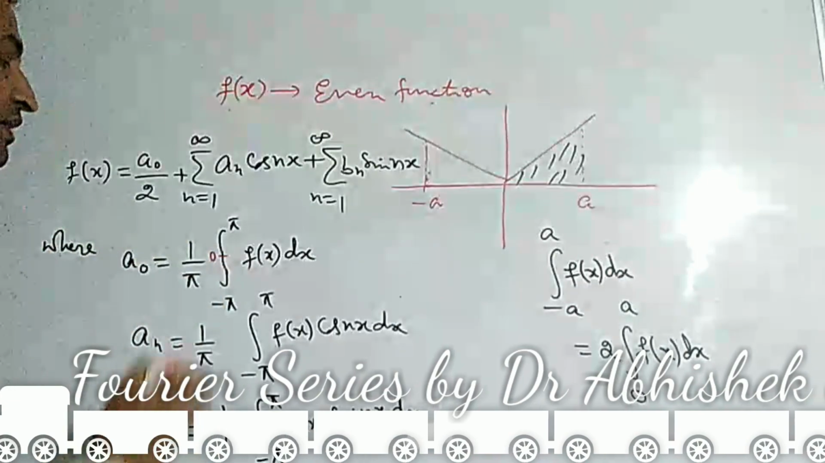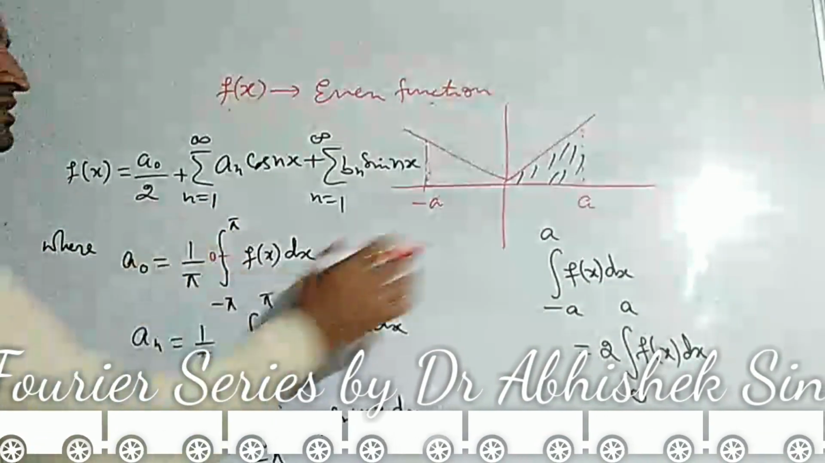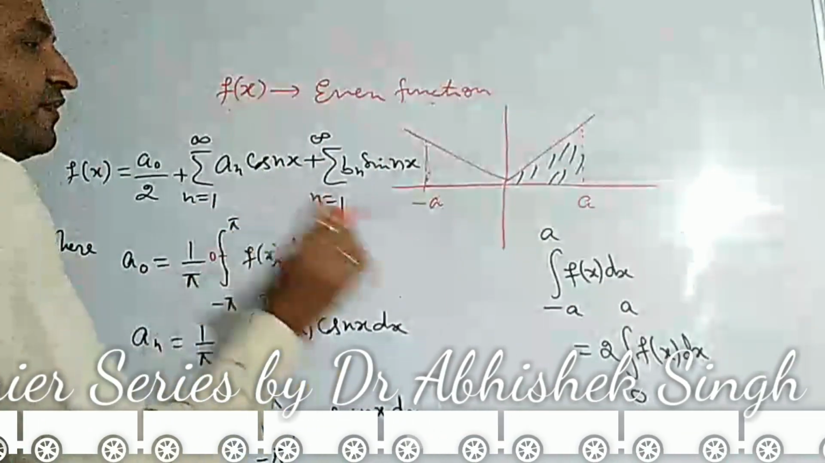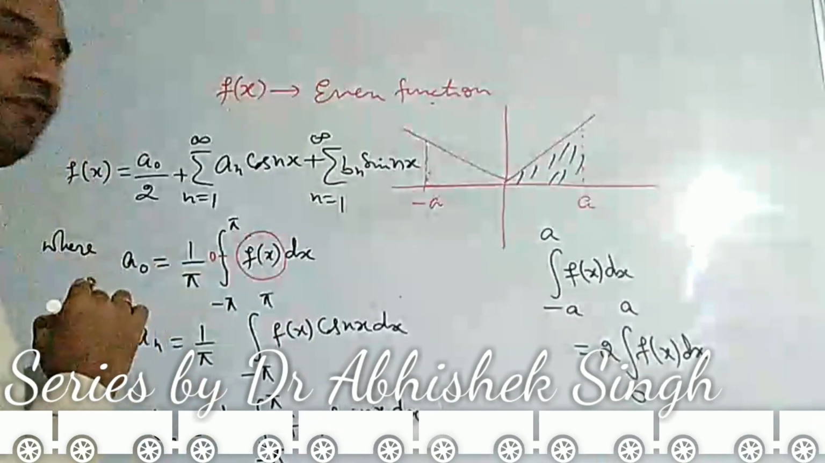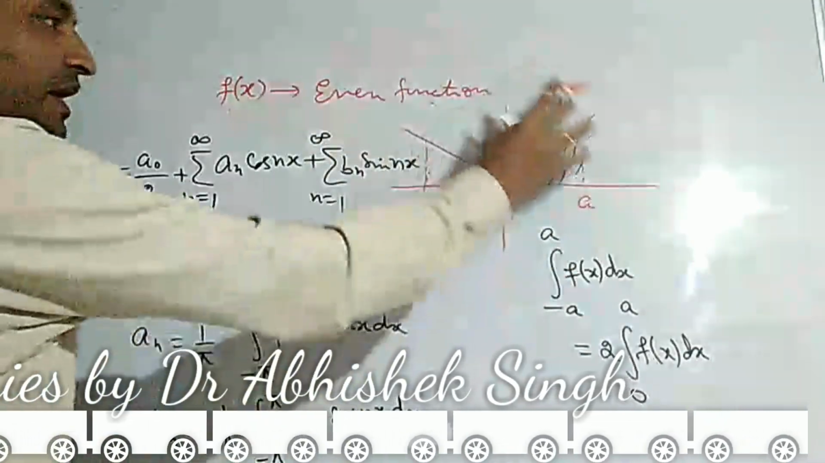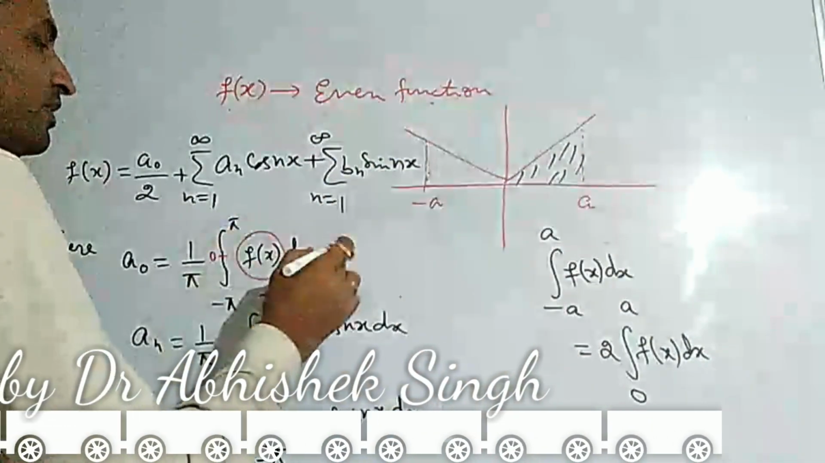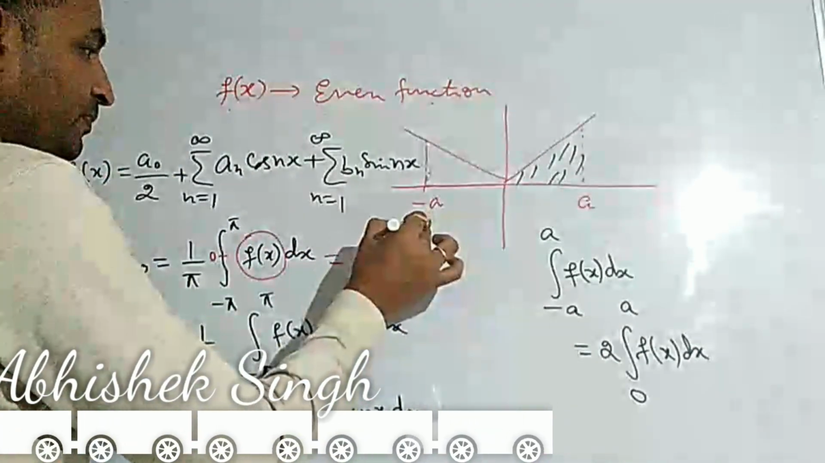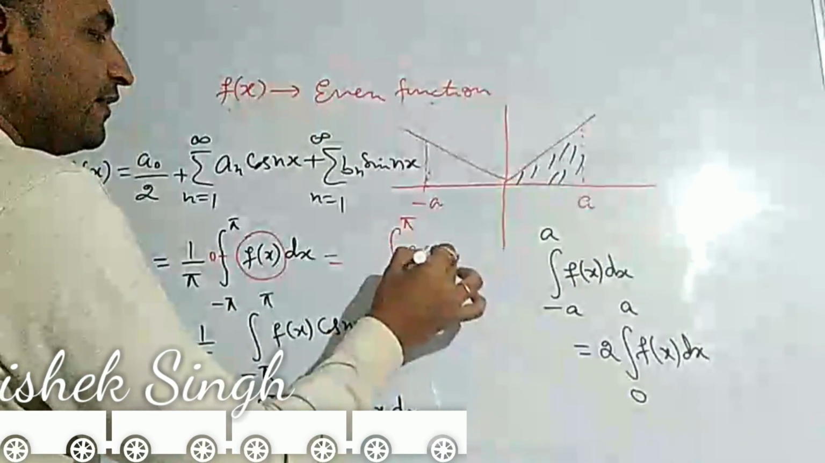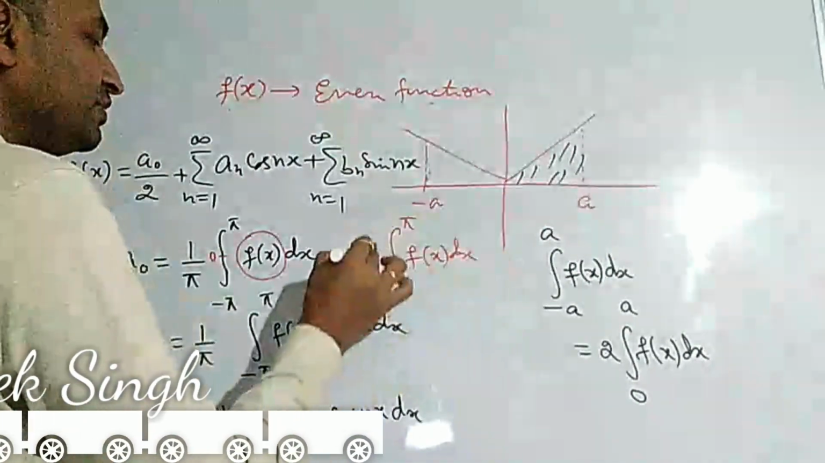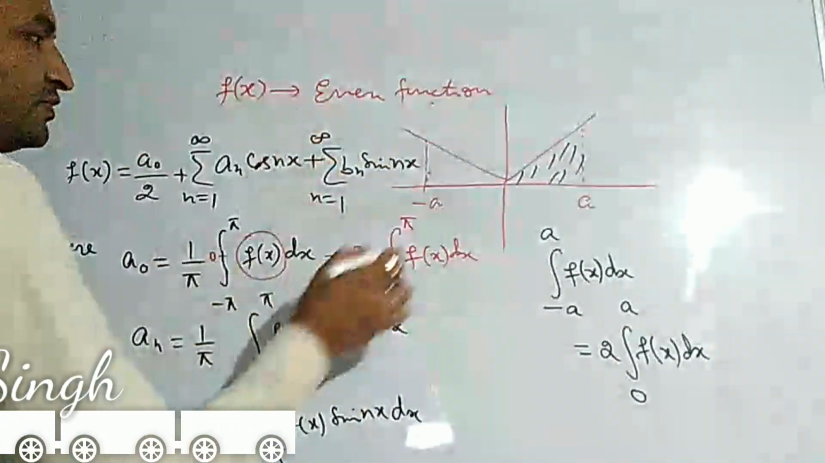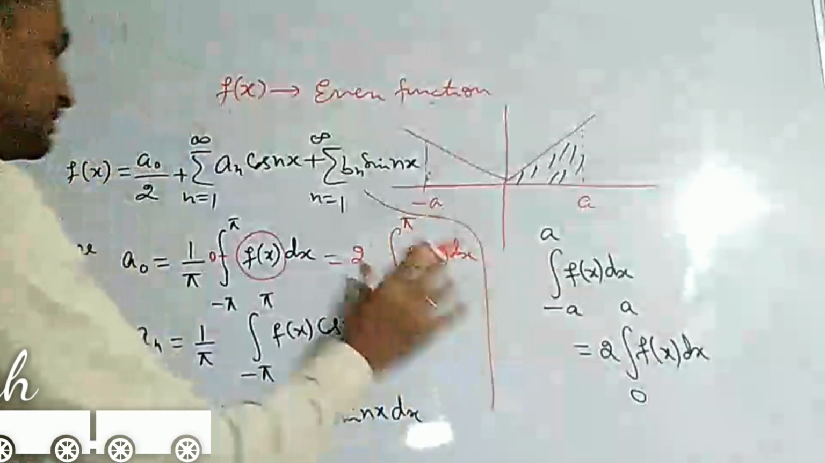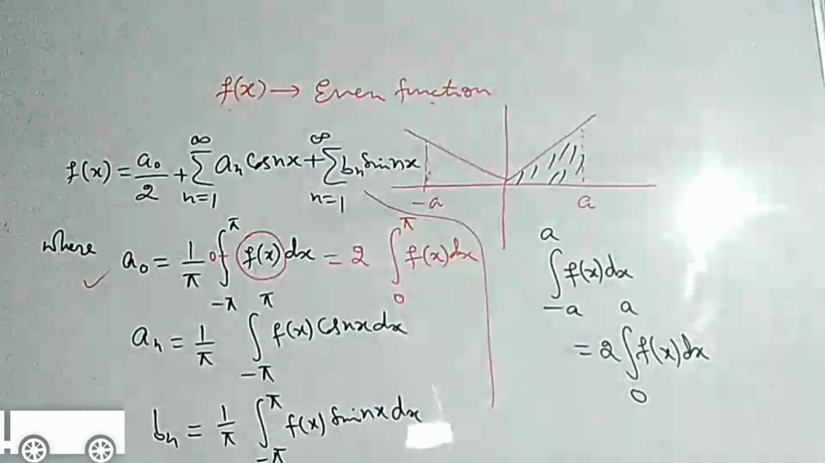Since the endpoints are at equidistance from the origin and the function is an even function, by this property we can rewrite it as the integral from 0 to pi of f of x dx, and you need to multiply it by 2. So this is the value of a naught.